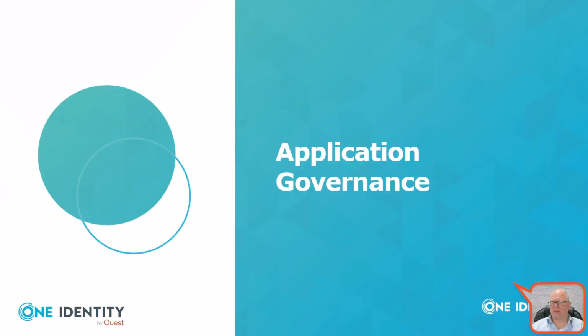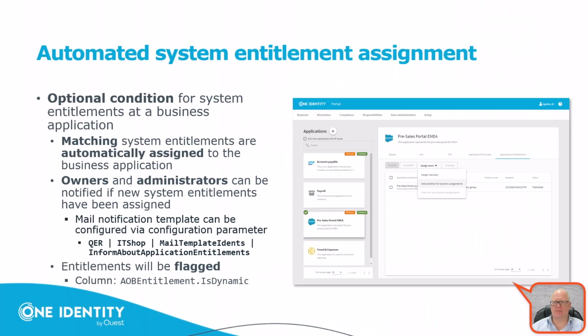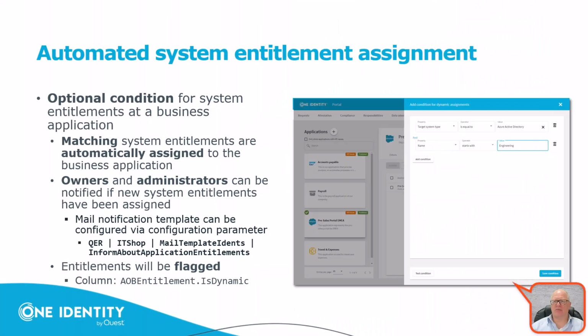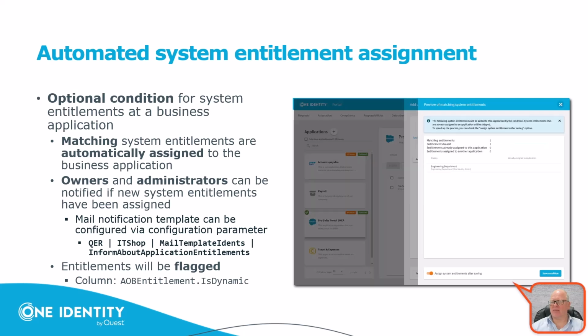And as mentioned, application governance is our first feature we want to see the improvements for. And you see that automated system entitlement assignment on the right-hand side. You see, of course, here the new standard web portal. And there you can see a lot of things more described like the following.